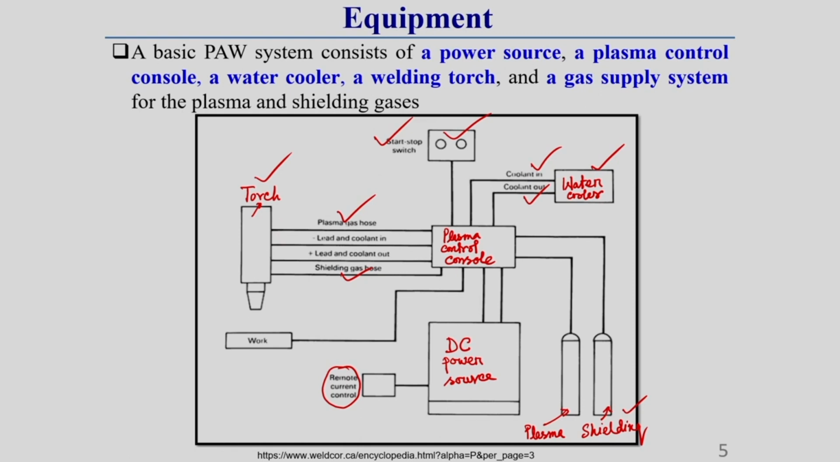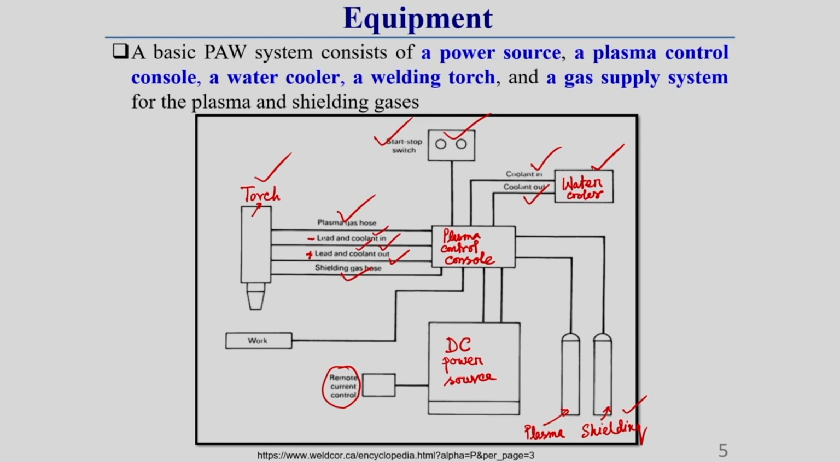And here you see in between generally there are two cables, this is one cable, this is another cable. One is called the negative lead, and this is called the positive lead. And there is another pipeline, one is used for coolant in, another one is used for coolant out, which I have written here. This is coolant in and coolant out. So, you see these are the entire equipment, or you can say the entire setup of a plasma arc welding process.